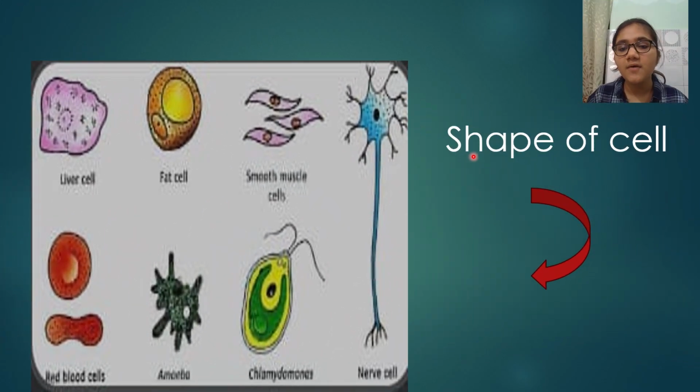Now this is the shape of the cell. Here is the liver cell. The liver cell is polygonal in shape. Then fat cell, smooth muscle cell. The smooth muscle cell is spindle in shape. The nerve cells are elongated and branched. And RBCs are discoidal, in a saucer or disc shape. Here are the amoeba and chlamydomonas.